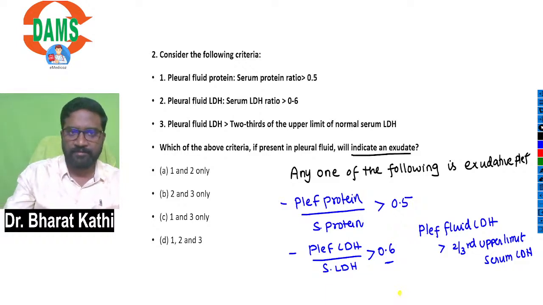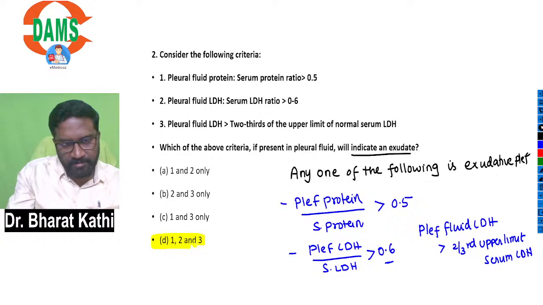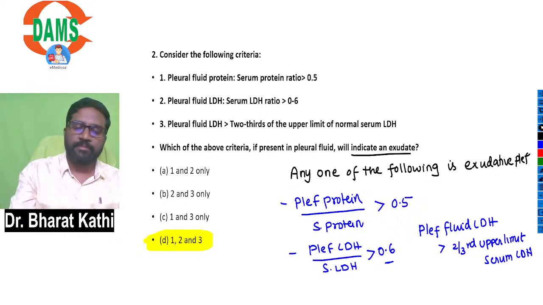So to call it exudate, actually 1 is sufficient. But all these 3 will come under exudative effusion only. So this will be the answer. To call it exudate, either the protein ratio should be high, or the LDH ratio should be high.